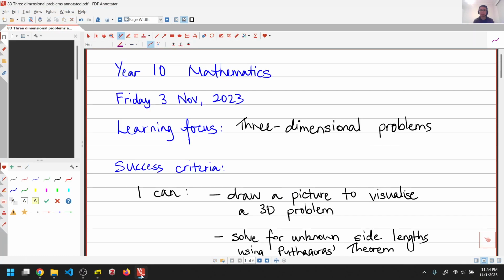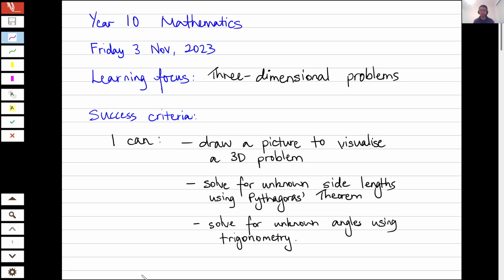So today is all about three-dimensional problems. Everything that we've done so far has been in 2 dimensions, but of course, we don't live in a 2-dimensional world. So if we want to apply our knowledge of Pythagoras and trigonometry, we want to be able to do it in 3 dimensions.